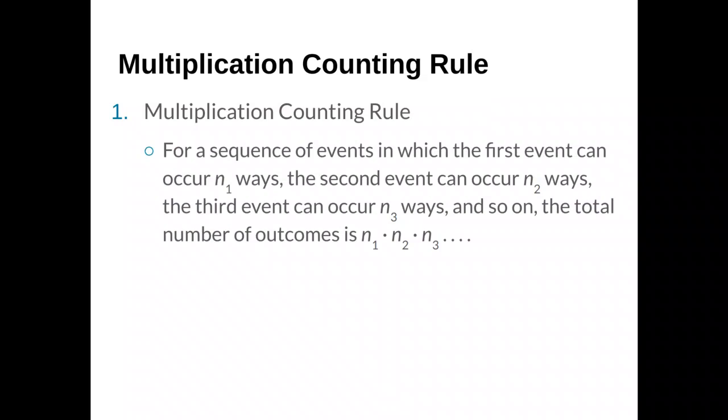And what the multiplication rule basically says, and we're going to use these subscripts N1, N2, N3, is if there's N1 ways for the first event to happen, and N2 ways for the second event to happen, and N3 ways for the third event to happen, and that can go on for however long, then the total number of outcomes, we just simply multiply them.